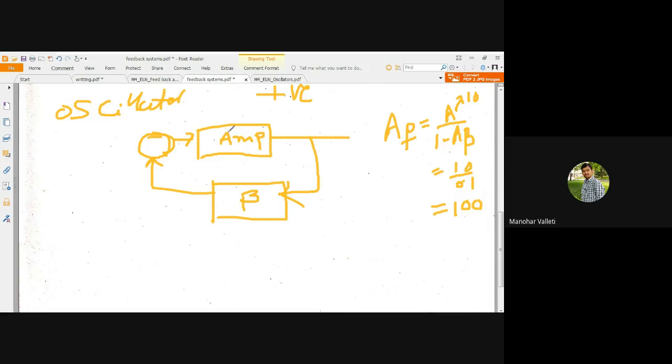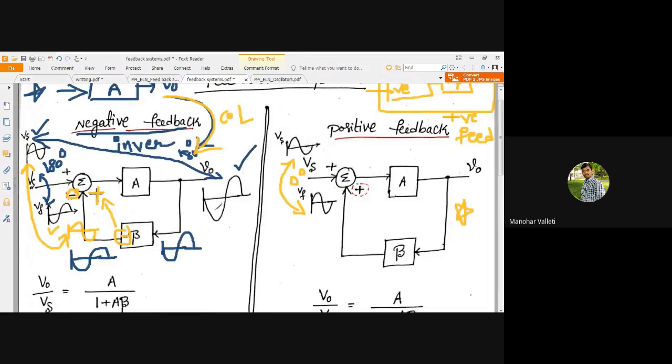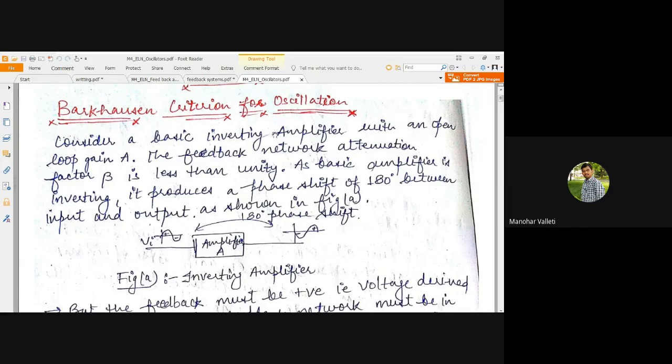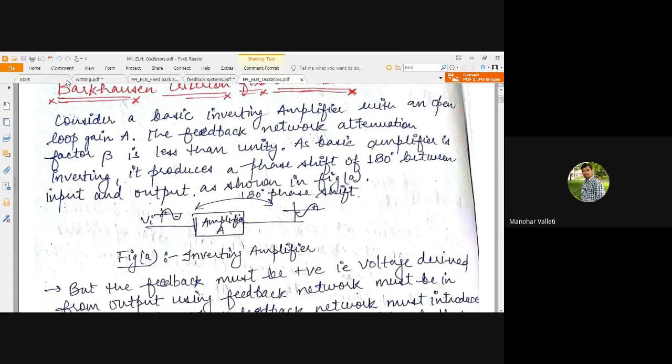So one thing you are clear: we can convert a negative feedback system to a positive feedback system by simply having the feedback network introduce 180 degrees phase shift. Then the negative feedback becomes positive feedback. Remember these properties, we will see now.